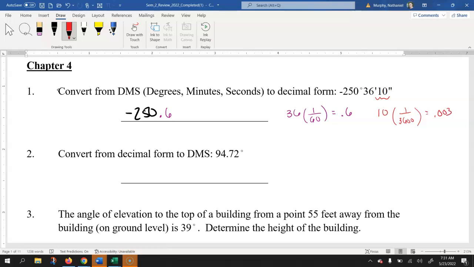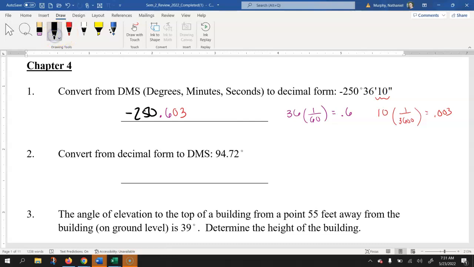So when we add 0.003 to this, we would end up with negative 250.603 as your answer in decimal form. Let's look at the next one. So the next one, we already have it in degrees. We have a tenths and a hundredths value there. We just got to convert that to degrees, minutes, and seconds.